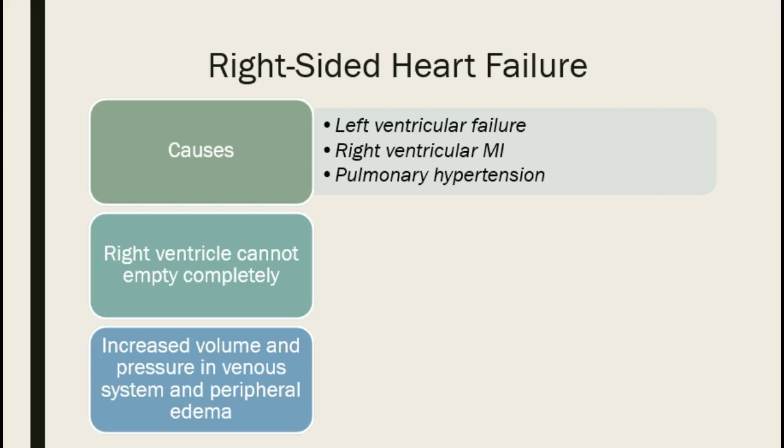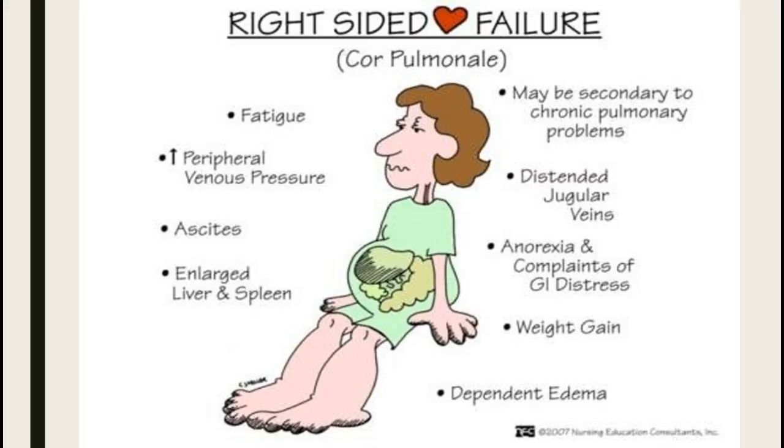And we talked about cor pulmonale, and cor pulmonale is just another name for right-sided heart failure. They are one and the same. And that was a condition we learned about related to COPD. And this little picture might help you remember the symptoms of right-sided heart failure or cor pulmonale. These patients are usually very tired, so we see fatigue, we see increased peripheral venous pressure, ascites, enlarged liver and spleen. Distended jugular veins are very common that we see those.